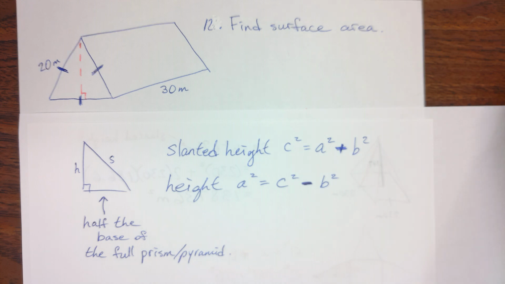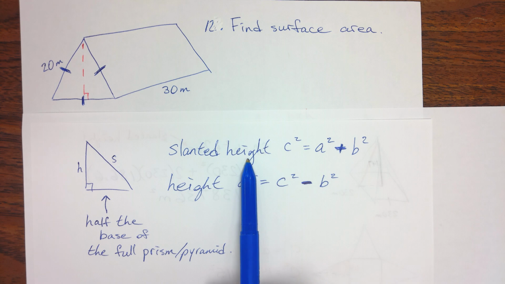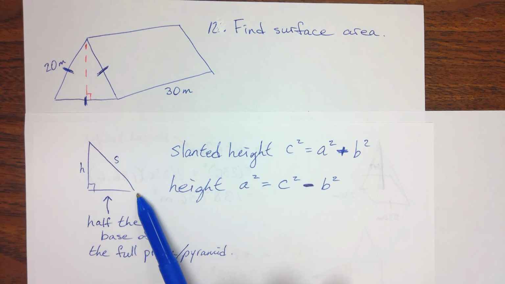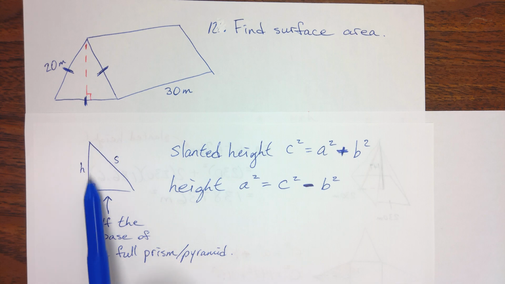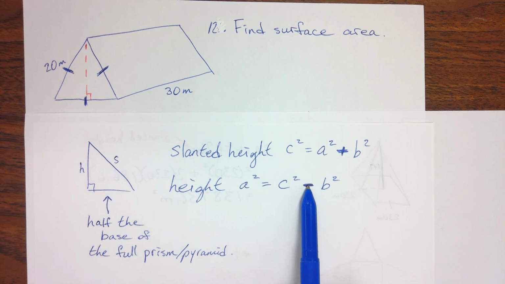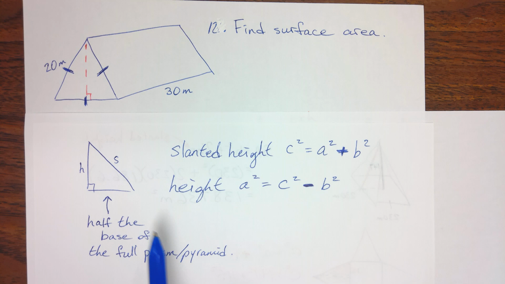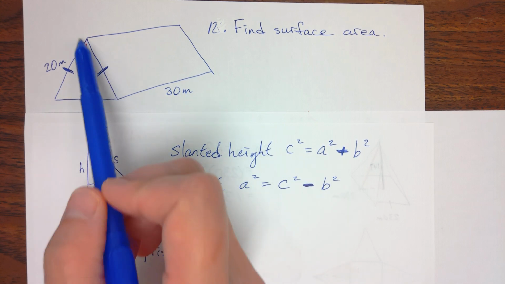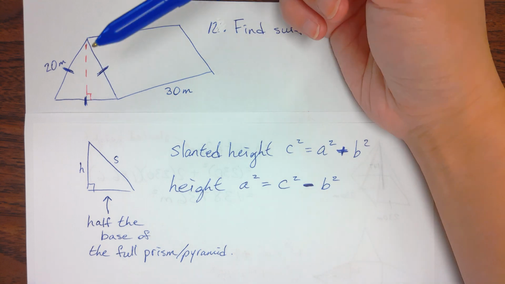Okay, so this was your hint. Remember, if you're looking for the slanted height, the diagonal, you use the adding one. If you're looking for the vertical height, you're doing the subtracting in Pythagorean theorem. When you do Pythagorean theorem, don't forget, you always only take half the base of the pyramid or prism, right? Because otherwise, this is not a right angle triangle. So I did this. I'm trying to find the red line.